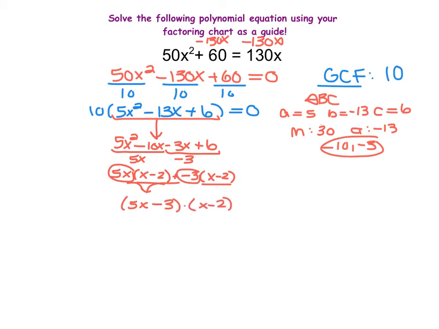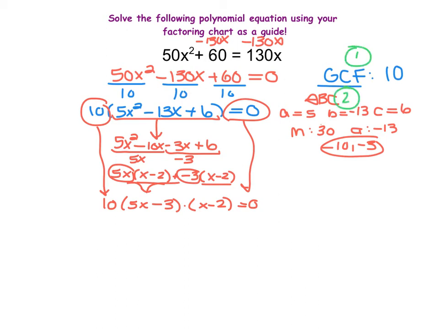Now, we've only factored that part underlined in red. So remember, we have to bring this 10 down. This 10 was multiplied out in front. And we need to bring the equals 0 down. So I've now used two factoring strategies. I've used the greatest common factor and the ABC method to factor this completely to a point where x contains no exponents other than x to the power of 1.